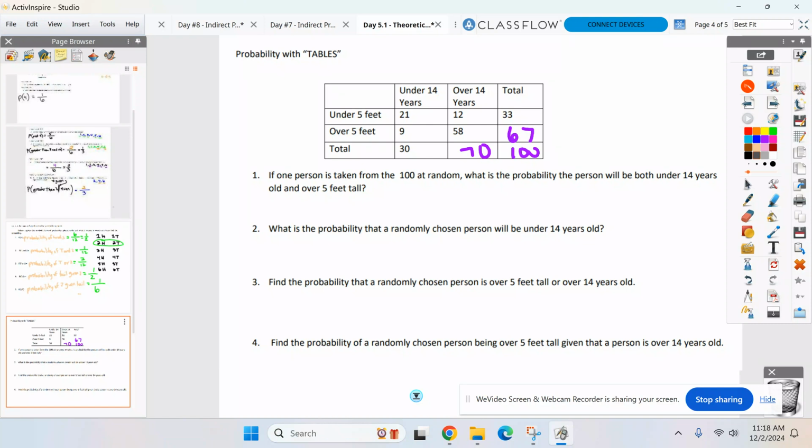It is 9, yes? Right here, right? Under 14, over 5. There it is, right at 9. 9 out of what, though? I just don't want 9 because I can't have something bigger than 1. 9 out of?